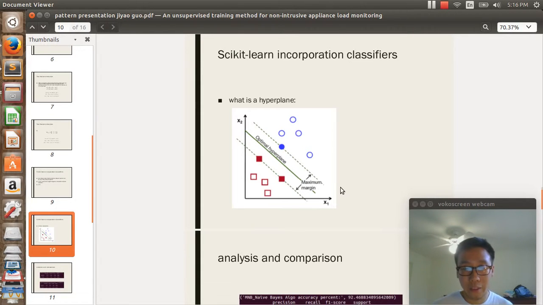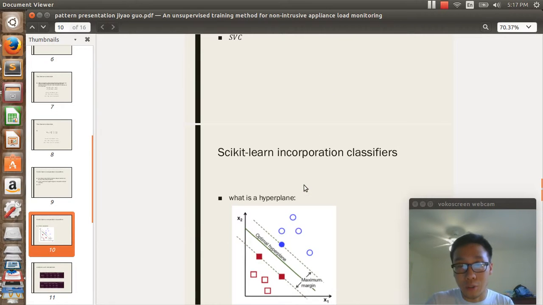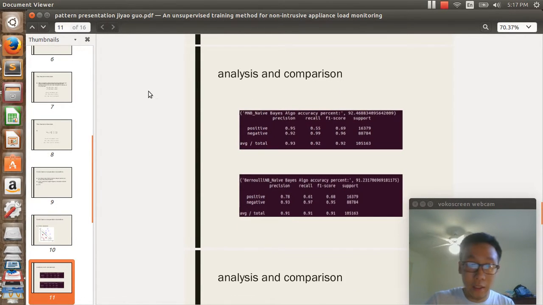What we do here is try to compute the maximum boundary of this minimum distance, so we can generate an ideal plane. We call it a hyperplane. Using this ideal line, we can do the classification. That's how the support vector machine works.